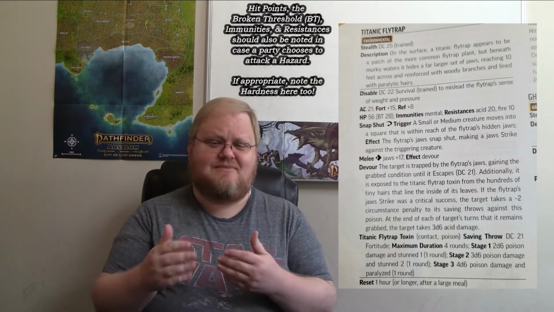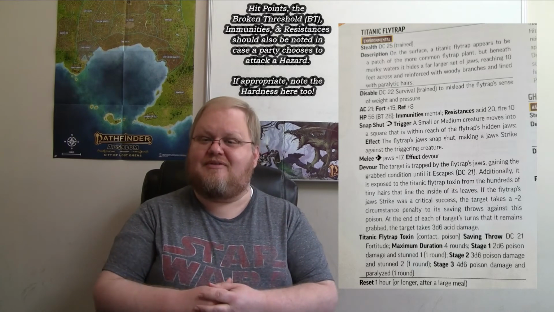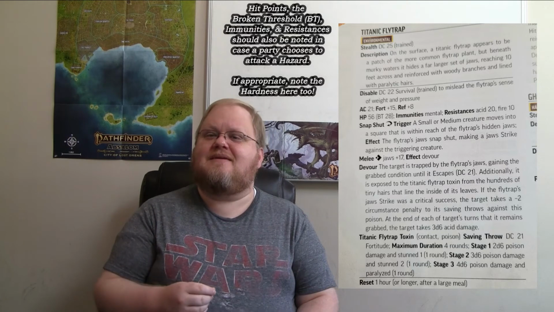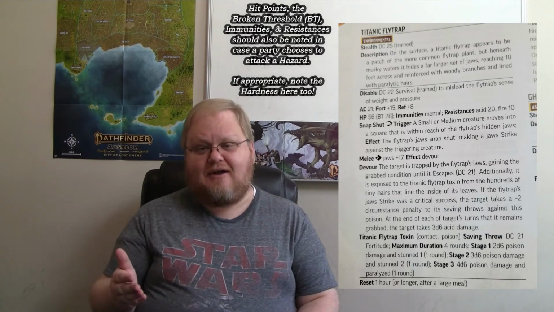Beside the HP and broken threshold, you'll also find some listed immunities and resistances for the Titanic Flytrap. In this case, it is immune to anything with the mental trait, which makes sense for what we're dealing with here. The majority of hazards are going to be immune to anything mental. And then we also see that it has a resistance to acid damage and fire damage.